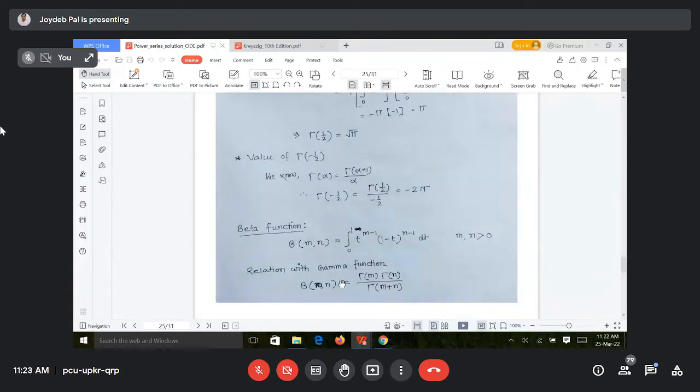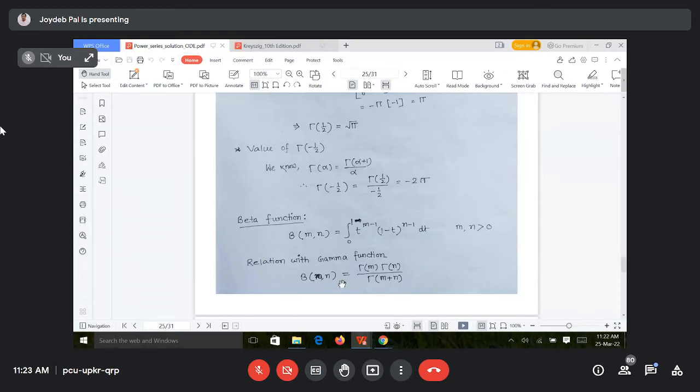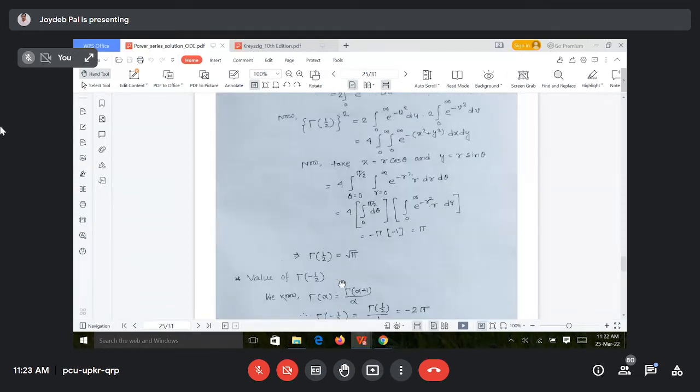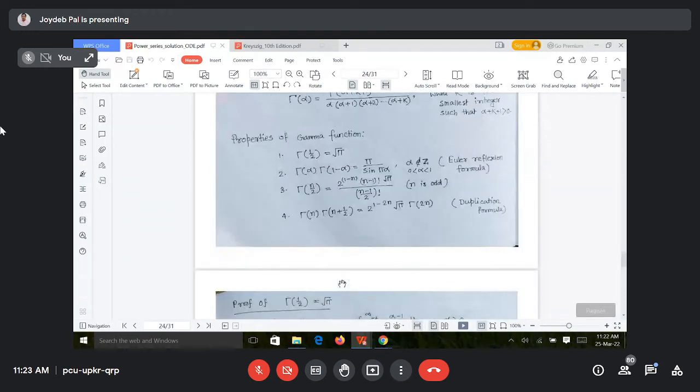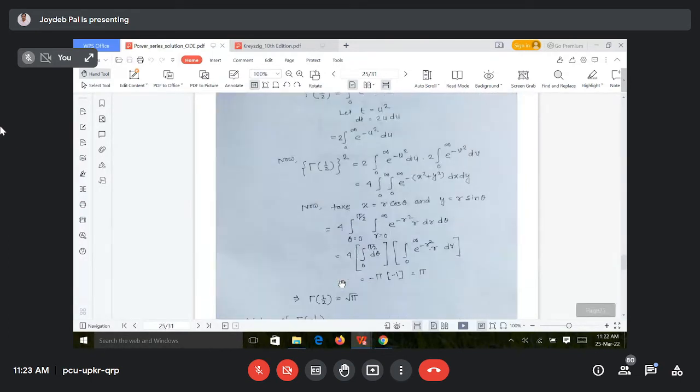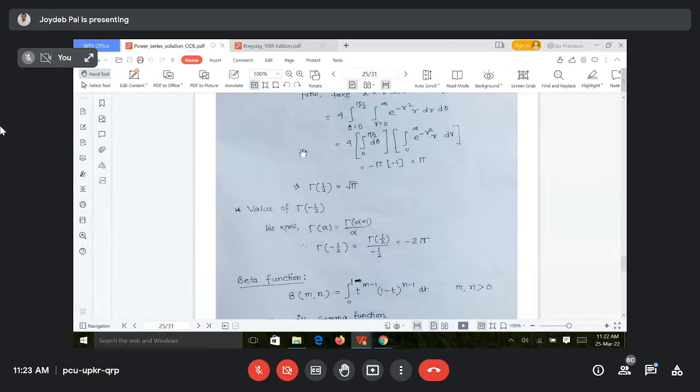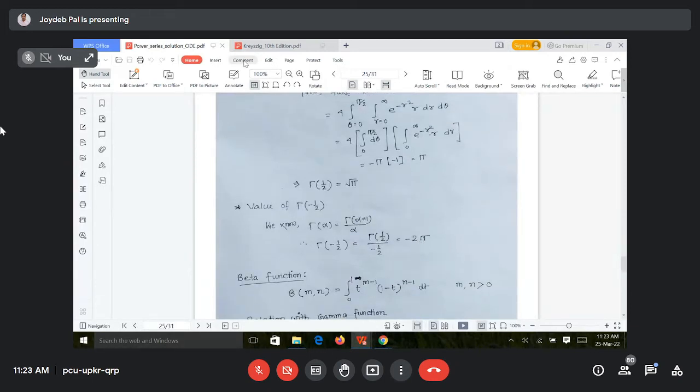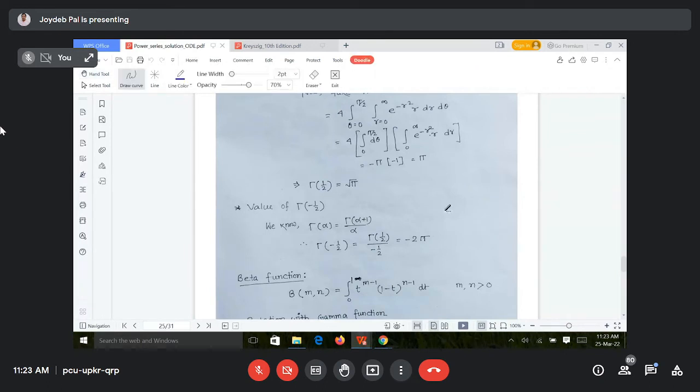Okay, now let us come to this one. There is perhaps a mistake here. It will be root pi. Fine. This one. Is it not? Gamma half is root pi.